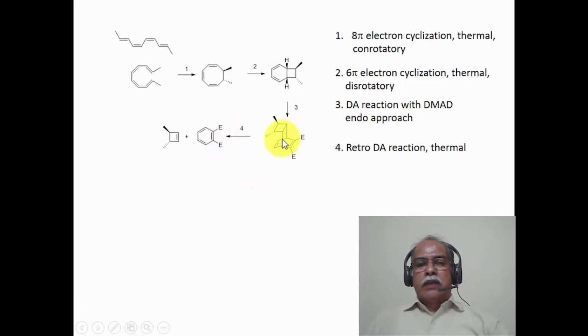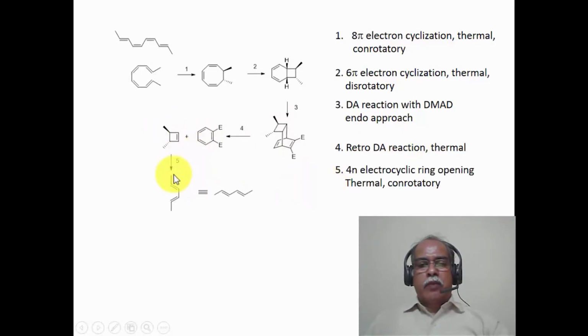And this retro Diels-Alder reaction is forming the cyclobutene derivative. Another trans dimethyl cyclobutene derivative is formed. Under the reaction condition, it will open up in a conrotatory fashion. It is an electrocyclic ring opening reaction under thermal condition to produce this. This is essentially the same as this molecule. So these are the two final products that are indicated in the earlier slide.